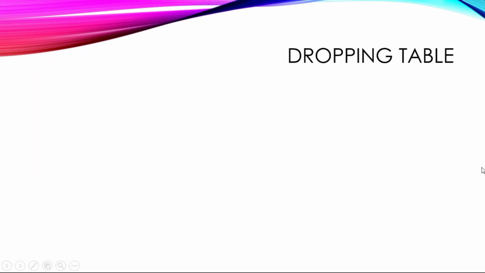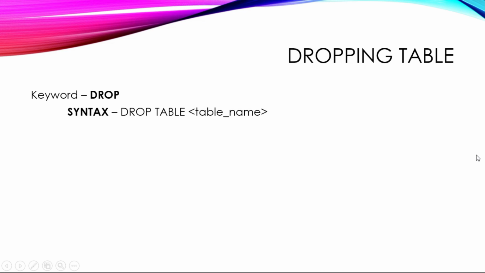Next is your dropping table. Dropping table means what? If I want to remove my table from the database, I don't want to use that table anymore, so I can remove that table from the database using drop keyword. So here you can see I can use keyword drop. The syntax is drop table and specify the name of the table. Specify the name of the table which you want to remove.